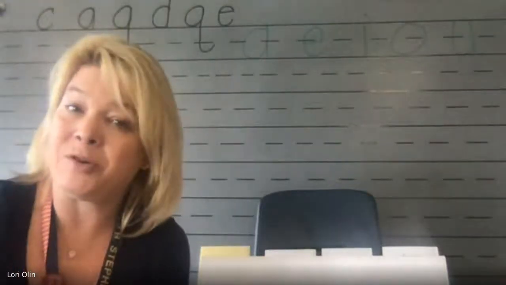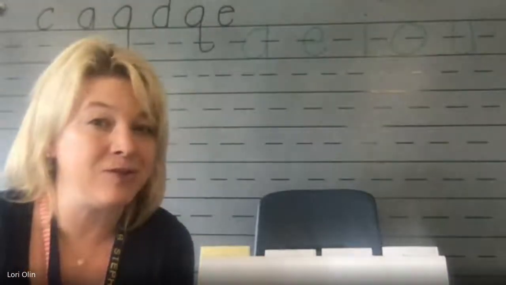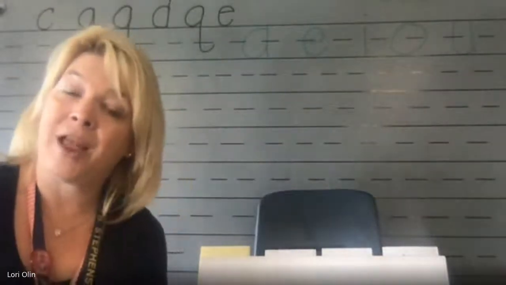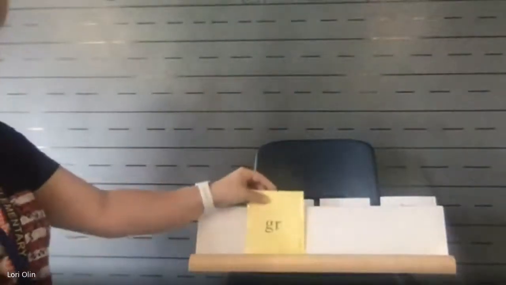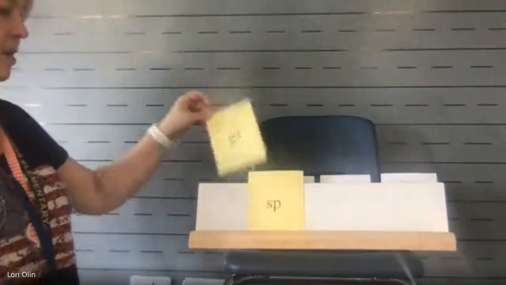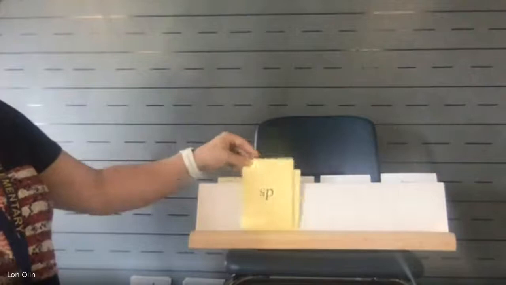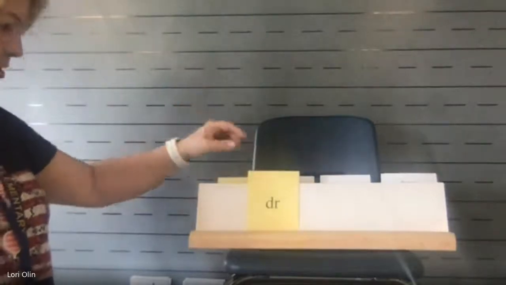about your spelling words. I have some special rules and some ways to help you remember how to spell some of these words. Now, this week we're talking about blends again. We talked about how blends were two letters that each get to say their own sound. So we have a gr, we have sp. You hear both the letters sp, and we have dr.